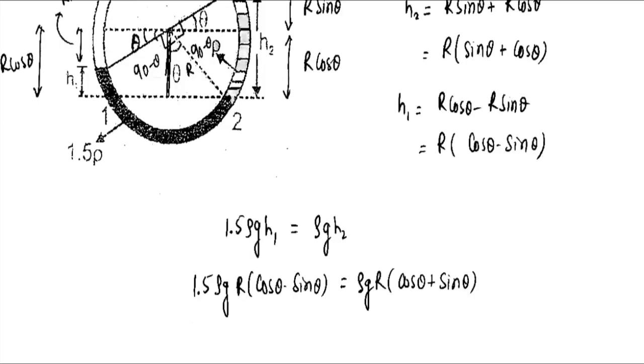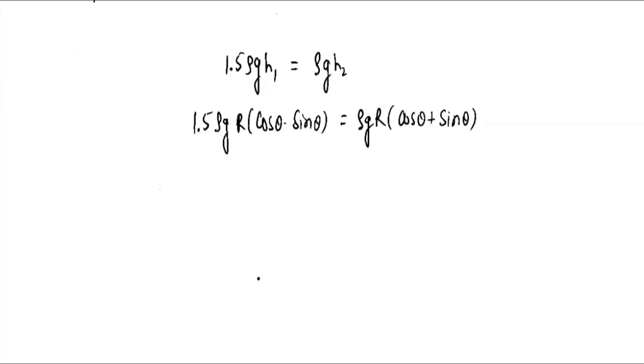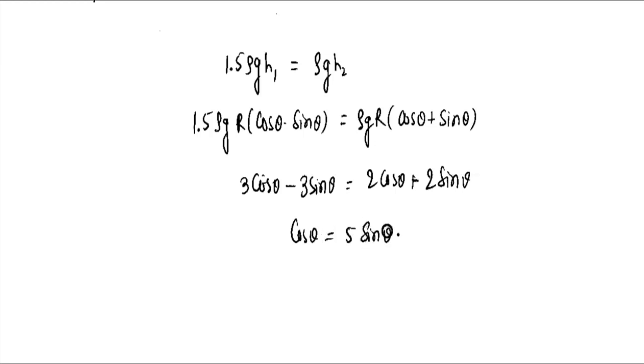Okay, so rho g r will be cancelled from both sides, and 1.5 can be written as 3 by 2, so we will get 3 cos theta minus 3 sin theta is equal to 2 cos theta plus 2 sin theta. It means cos theta will be equal to 5 sin theta, which means tan theta, sin theta upon cos theta, will be equal to 1 by 5. So theta will be equal to tan inverse 1 by 5.